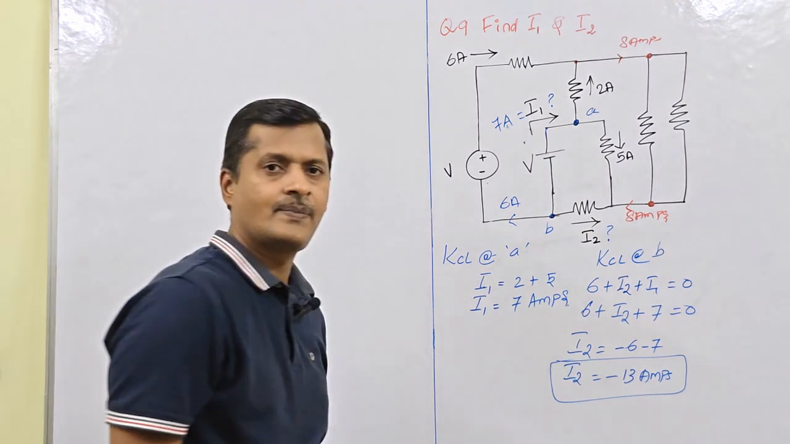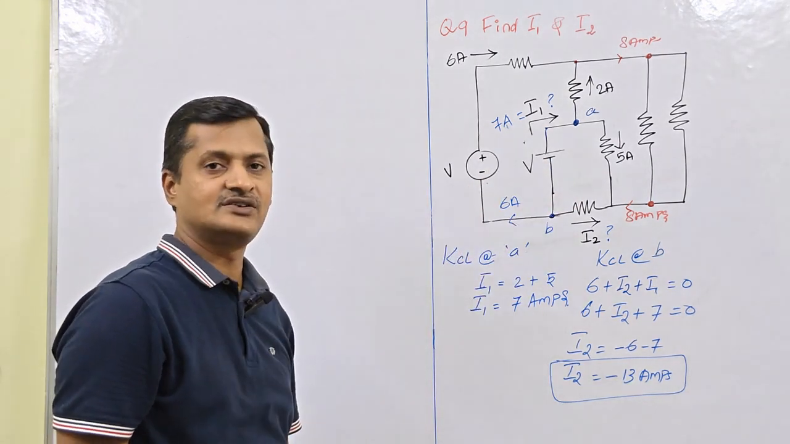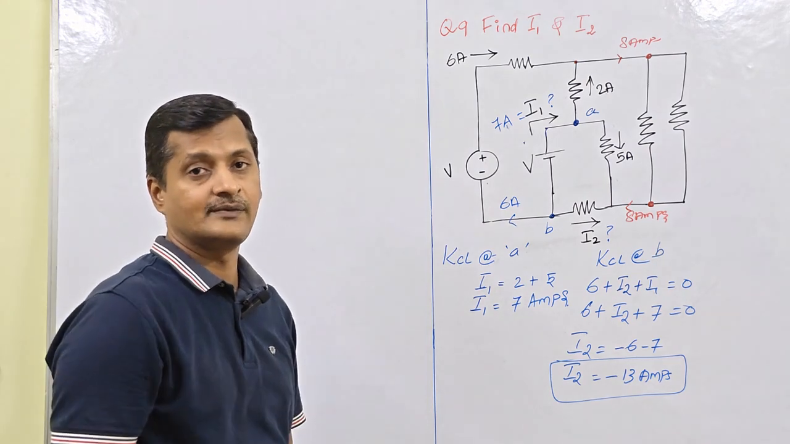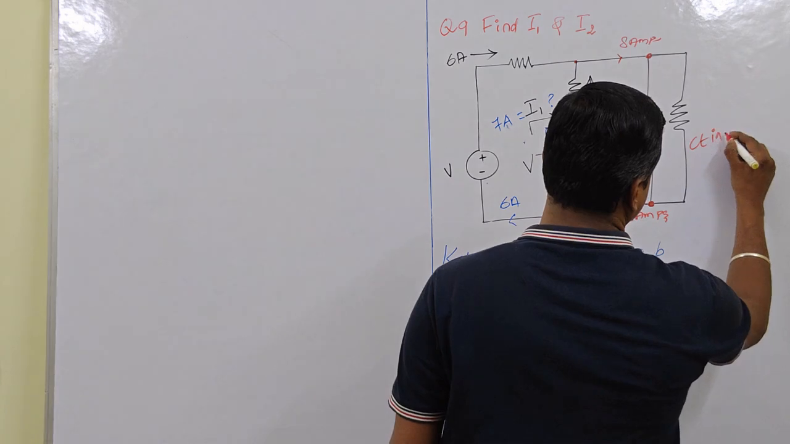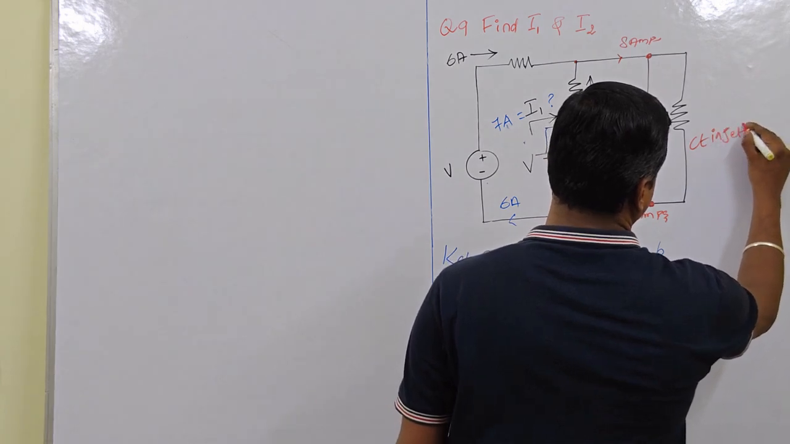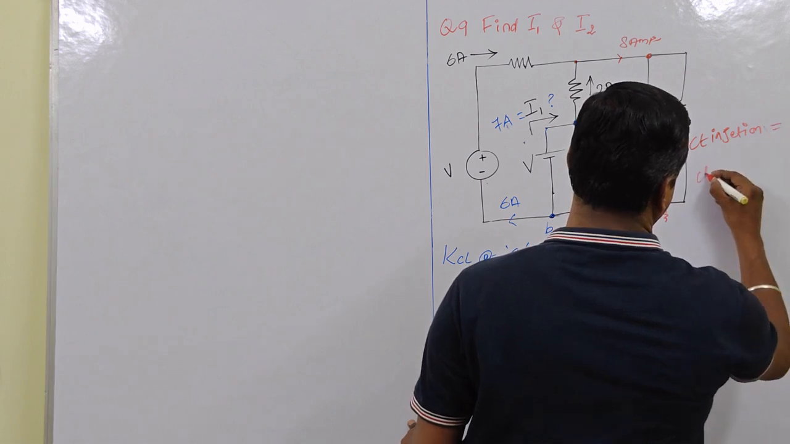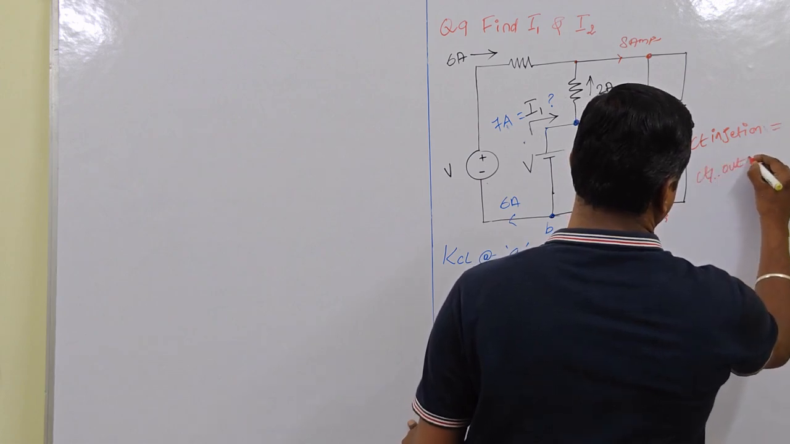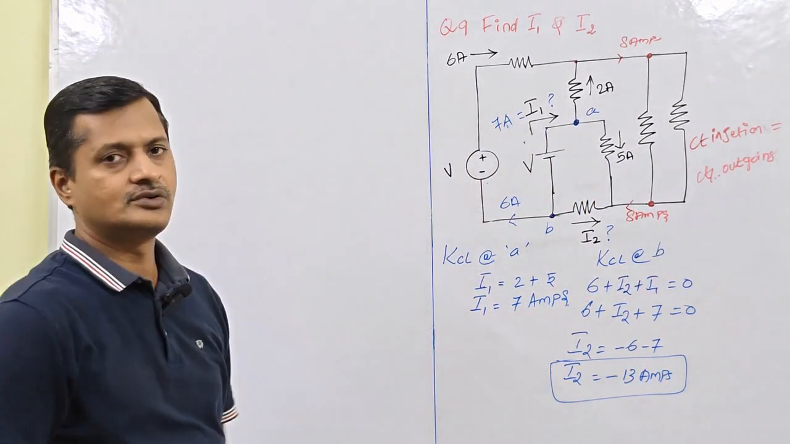Resistance will not drop the current. What does resistance not do? Current drop happens. The concept is that current injection is equal to current outgoing. So current injection is equal to current outgoing.